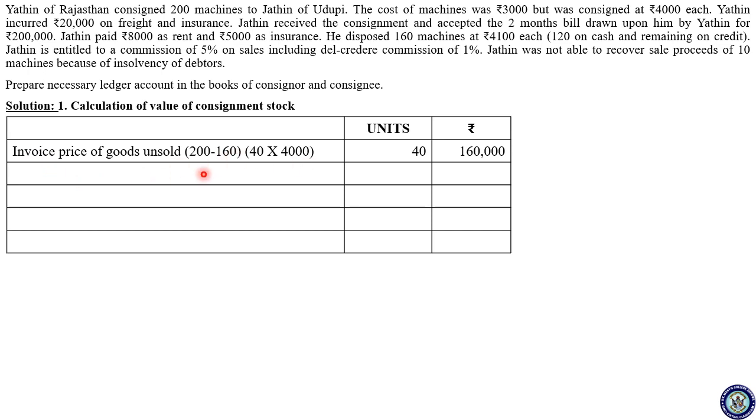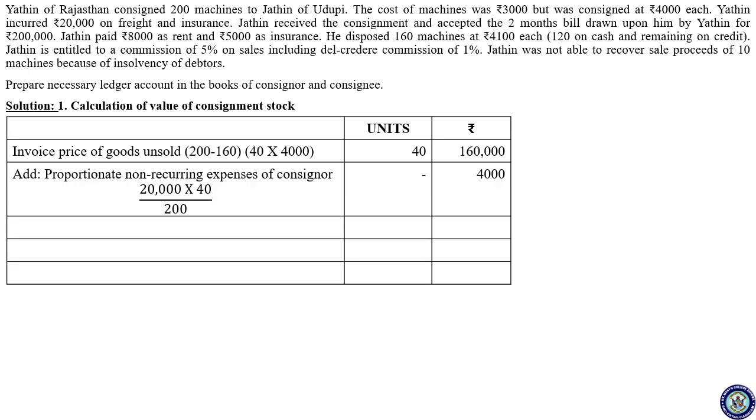Okay. So 200 units consigned, there is no normal loss, there is no abnormal loss. So 160 units were sold, so the remaining itself is the closing stock. If there is normal loss, then you have to follow the other method, that is by taking the total recurring expenses. As in this case, there is no normal loss. Next, that is proportionate.